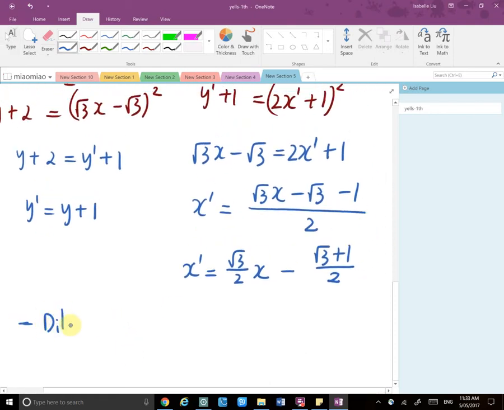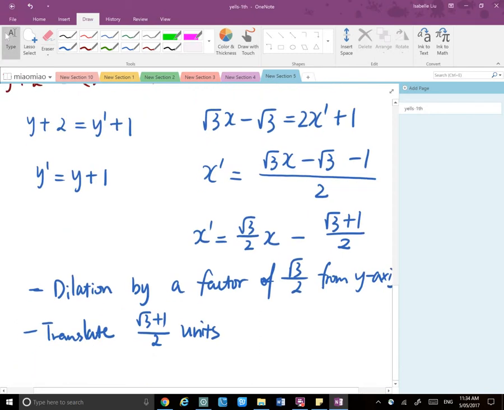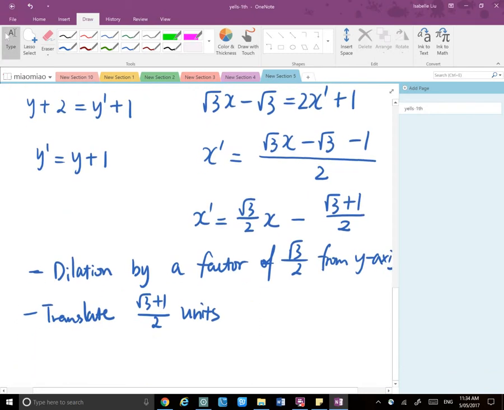Now this is a dilation by a factor of that from the y-axis. Translate this many units. Root 3 is 1.7, so 2.7 divided by 2 is 1.35 something, like 1.3 units to the left.